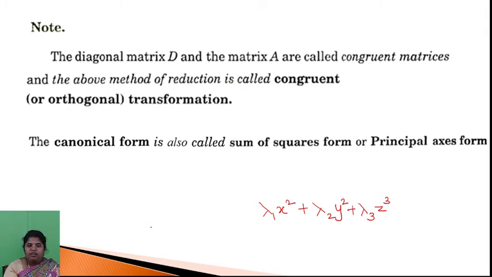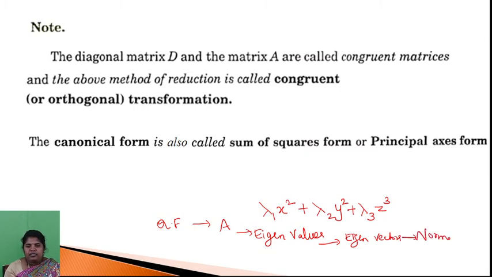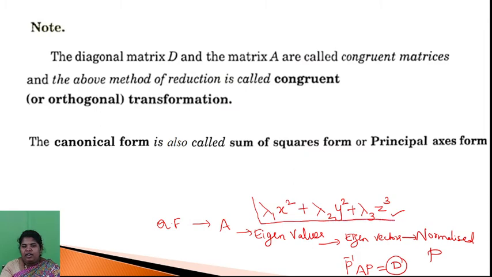So first, for the given quadratic form, we should find a matrix A and find the eigenvalues, then eigenvectors, and then form the normalized matrix denoted by capital P, then find P inverse, take the product P inverse AP, which gives the diagonal matrix D. Now, to form the canonical expression, substitute in this general format: lambda 1 x square plus lambda 2 y square plus lambda 3 z square.